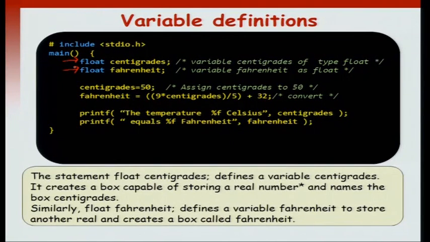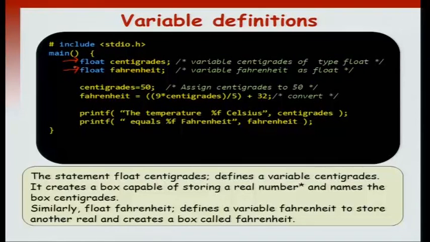Now this defines a variable centigrades, it creates a box capable of storing a real number and names the box as centigrades. So the box is of type float. That type float means that that box can hold a real number. Similarly, Fahrenheit is also a box which can hold a real number. So you declare that the type of that variable is float. So these are supposed to be the first two lines of the code.